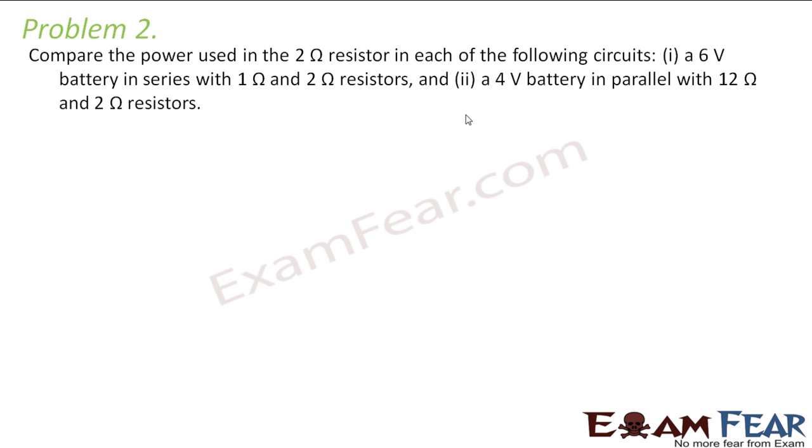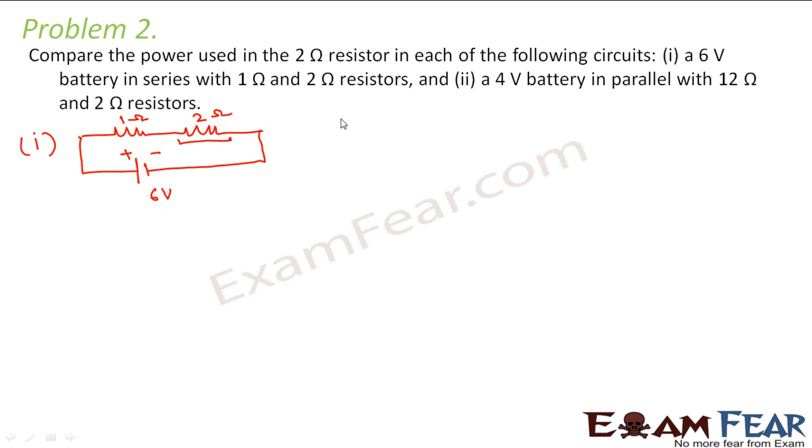Let us look at the next problem. It says, compare the power used in the 2 ohm resistor in each of the following circuits. The first circuit is a 6 volt battery in series with 1 ohm and 2 ohm resistors. So how will the circuit look like? Let us look at the first part first. You have 2 resistors, 1 ohm and 2 ohms, and they are connected with a battery of 6 volts. So we have to calculate the power across this 2 ohm resistor.